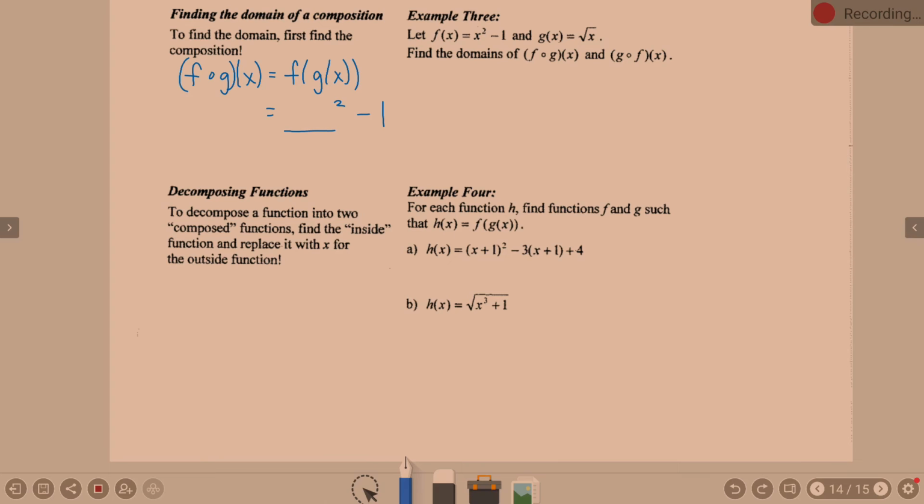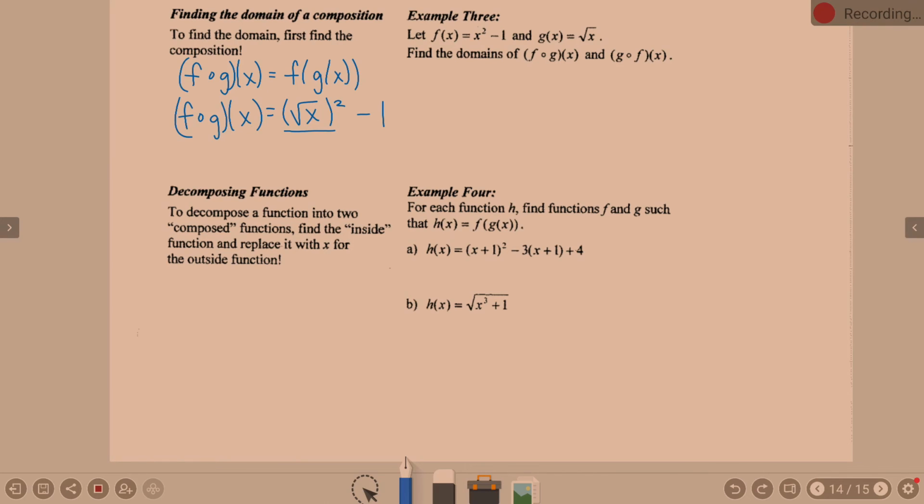So what's going to go right here? It's going to be the square root of X. And then we're going to square that. Okay, and this is where we have to think. So this is what F composed with G of X is. And yes, I agree with Kylie. It is really just X minus 1.